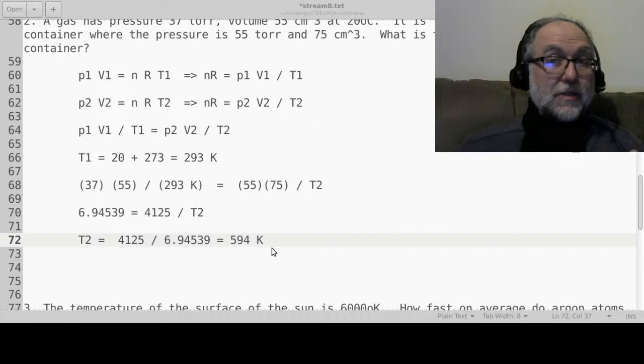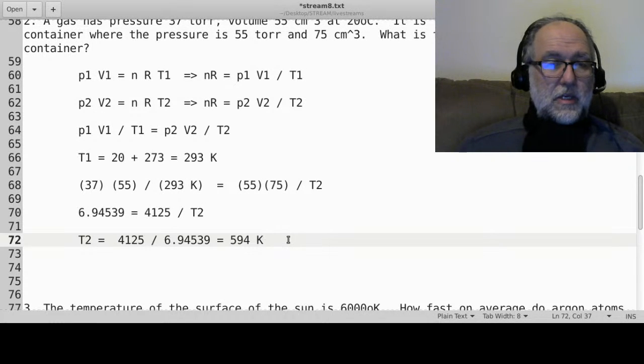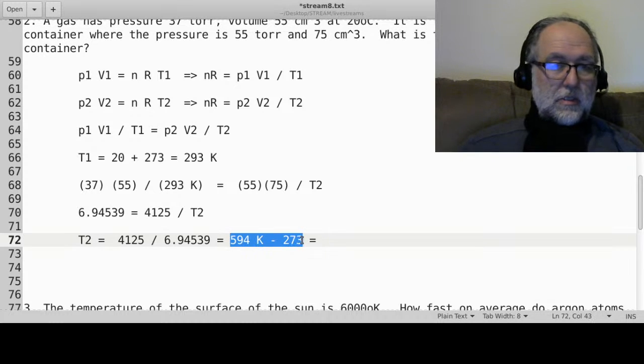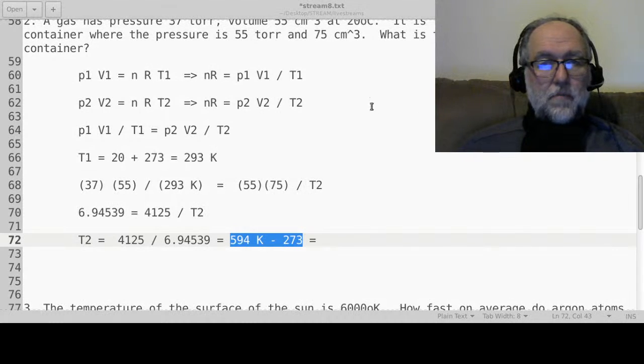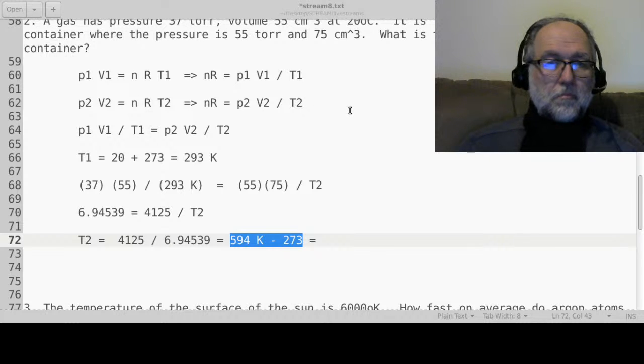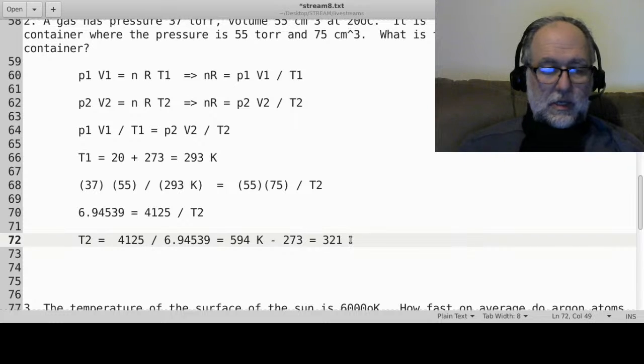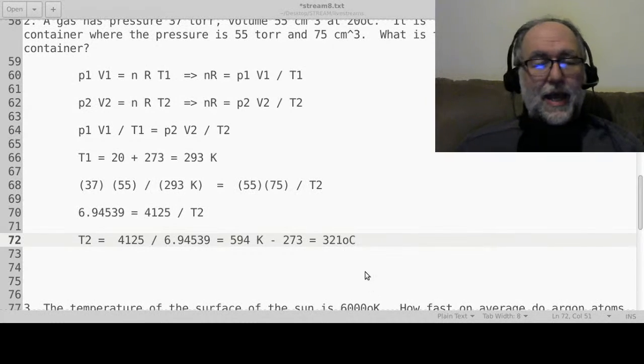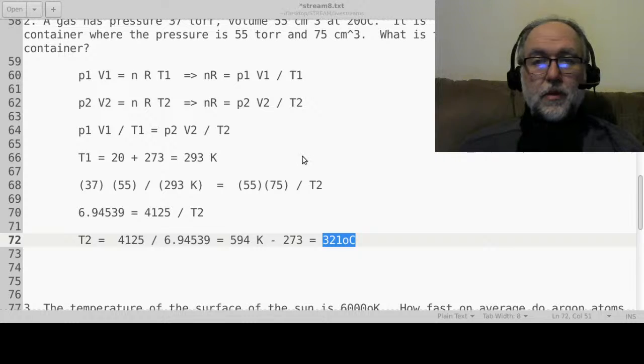Now, like on my multiple choice test, you might look and go, oh, all my answers are in Celsius. So what do you do now? To convert to Celsius, you subtract 273, and that'll give it to you in Celsius. And what's that going to equal? 321 degrees Celsius. I didn't say whether I wanted the answer in Kelvin or not, but on a test it'd be clear. If I wanted it in Kelvin, there's your answer. If I wanted it in Celsius, there's your answer.